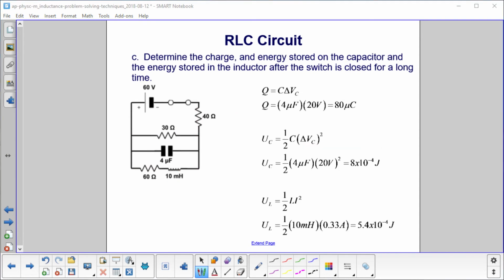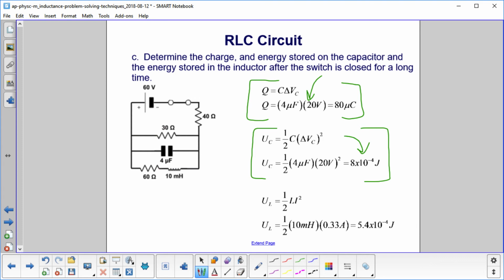Find the charge and the energy stored on the capacitor and the energy stored in the inductor after the switch is closed for a long time. We've got everything we need from the previous slide. So the charge on the capacitor is C times the voltage across it, which is 20 volts, and we get 80 microcoulombs. The potential energy in the capacitor, 1/2 CV squared, is 8 times 10 to the minus 4th joules, and the potential energy in the inductor, 1/2 Li squared, is 5.4 times 10 to the minus 4 joules.